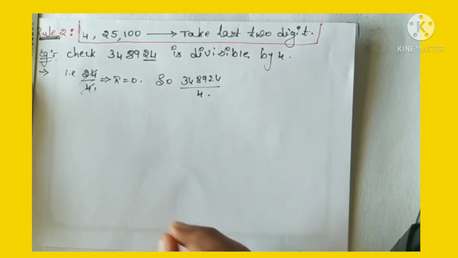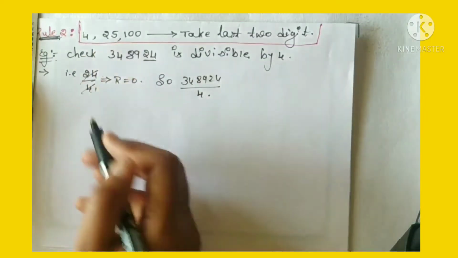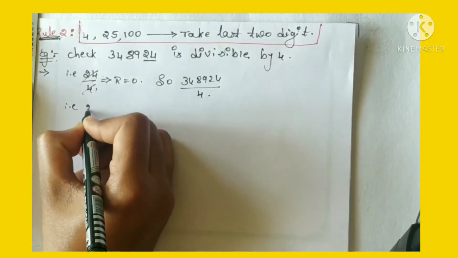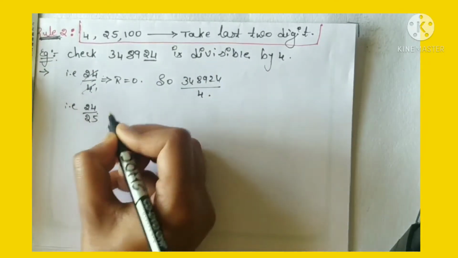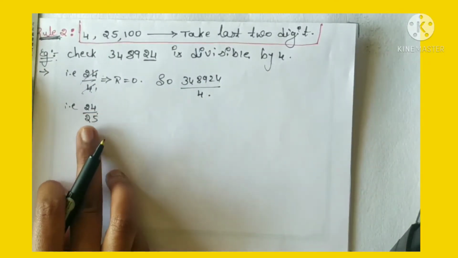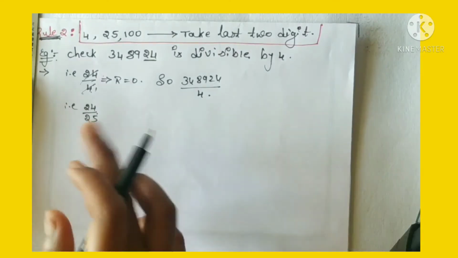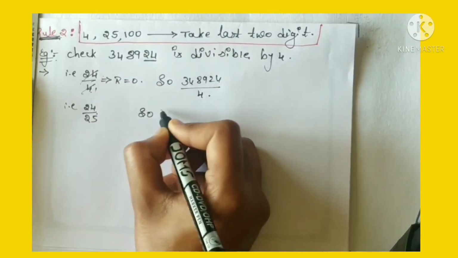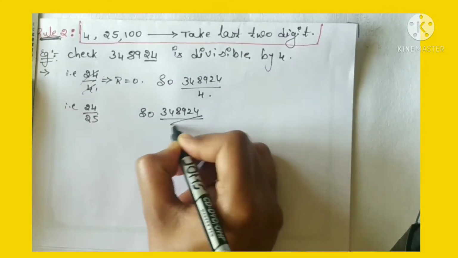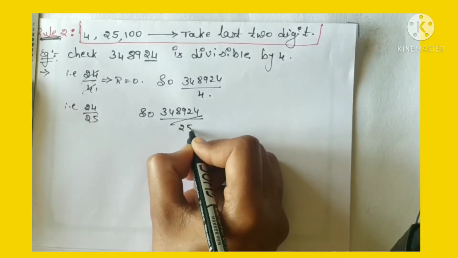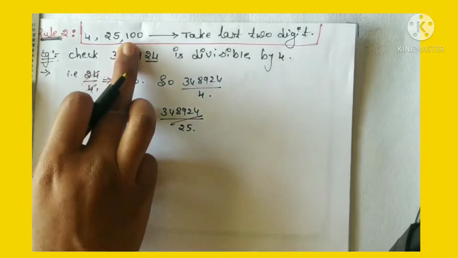Now I just apply this divisibility rule for 25. For 25 also we have to consider the last 2 digits, that is 24 divided by 25. 24 is not divisible by 25. So 348924 is not divisible by 25. Similarly, we have to do it for 100.